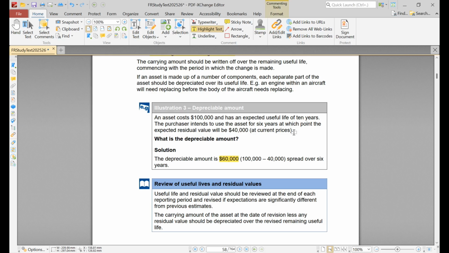Alright? Oh, there's one more point here. If an asset is made up of a number of components, each separate part of the asset should be depreciated over its useful life. For example, if the aircraft is made up of its body, its engine, the seats in the aircraft, all of these are components of the aircraft, and each one of them would have a different useful life. So you have to keep on depreciating each component based on its own individual useful life. Okay.